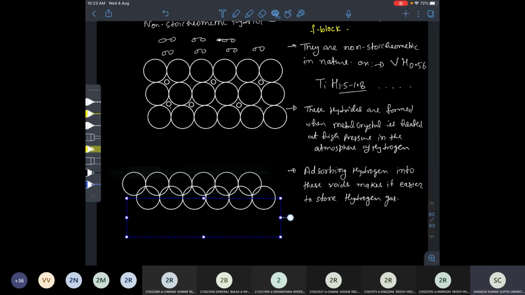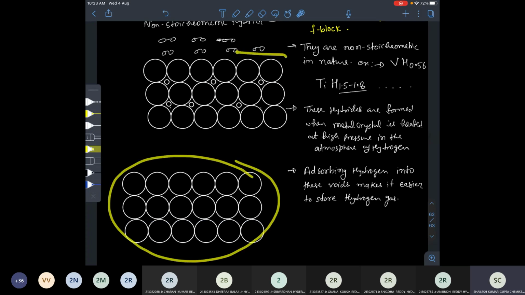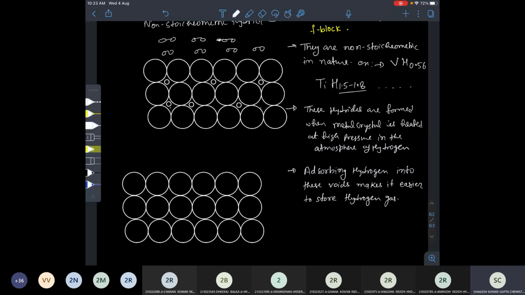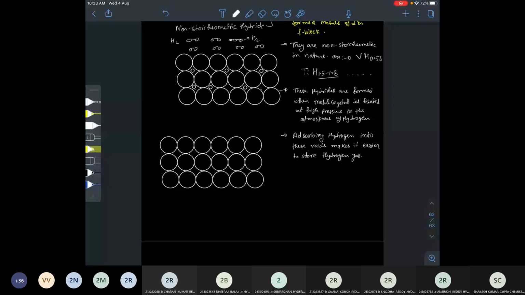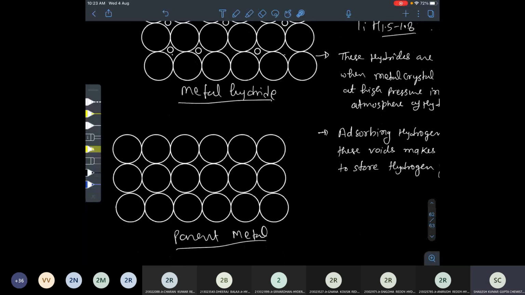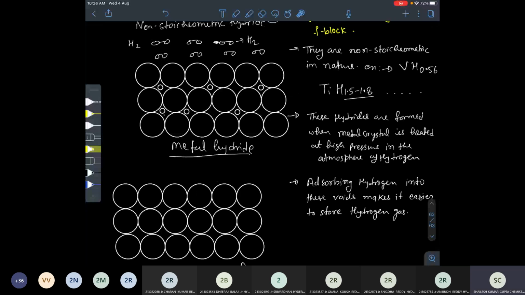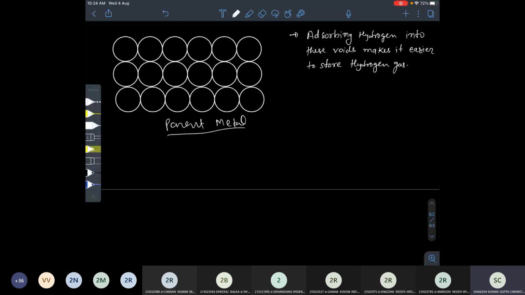Suppose this is your parent crystal and this is your hydride form, right? This small one is hydride. This hydrogen, you can understand, these are H2, right? These are metal crystal, and this is parent metal, and this is metal hydride. Although, my dear, you can see that I haven't shown any deformity over here, but it is not like that. Depending on the size of the metal and the condition, these can be deformed also, right?